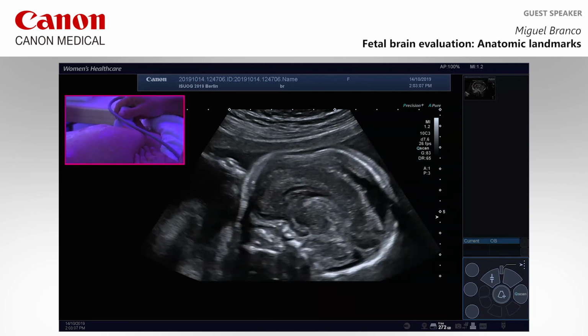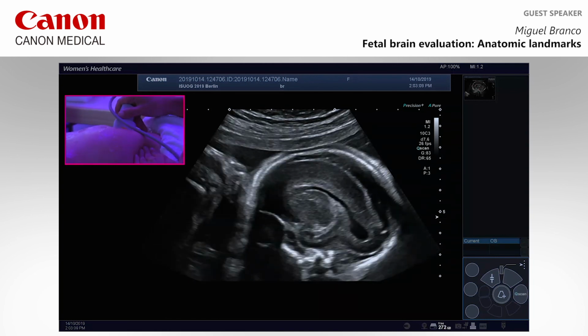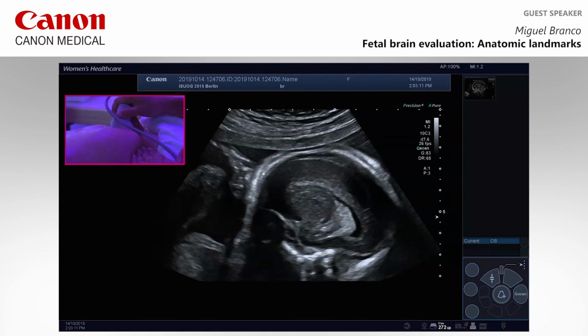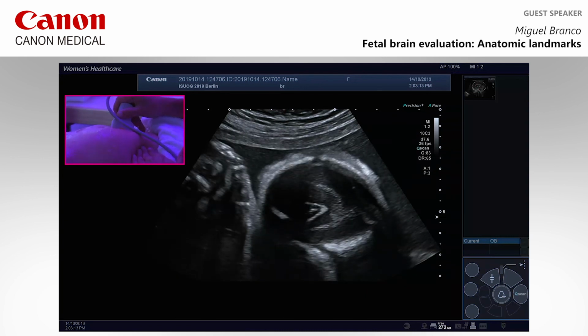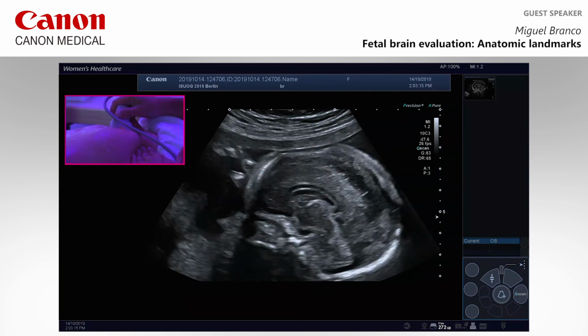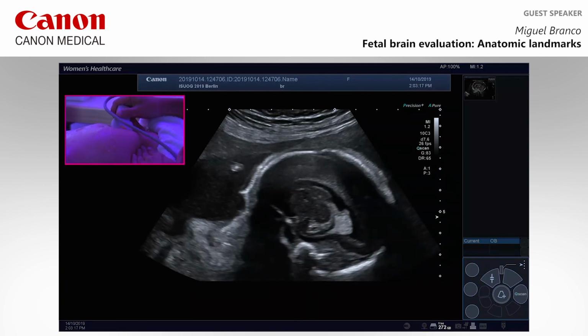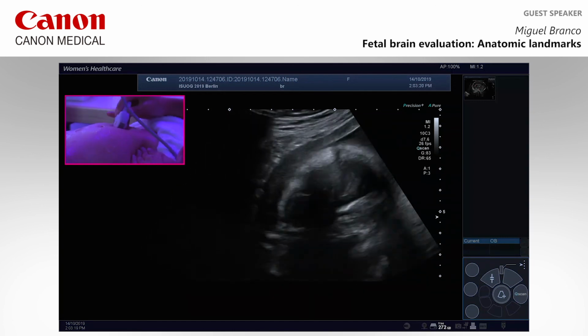And I do this all the time. I begin my scan looking at the Sylvian fissure, as I did this morning for the live scan. I begin by that, looking at the CSP, looking at the ventricle. So as you did. So thank you so much for your excellent live scan.